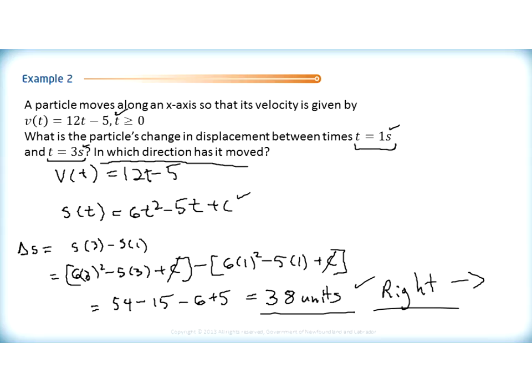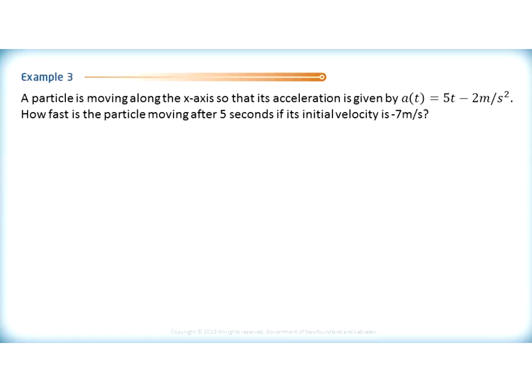Alrighty, so let's take a look at another question now. A particle is moving along the x-axis so that its acceleration is given by this function. I almost wonder if we shouldn't have brackets there to say all of that in meters per second squared. How fast is the particle moving after 5 seconds if its initial velocity is this? So this time we're starting with an acceleration function, and we want to find out its speed after a certain time, given an initial condition for velocity.